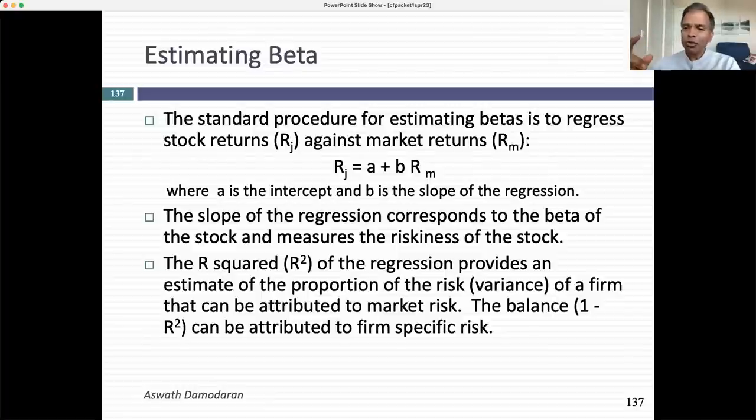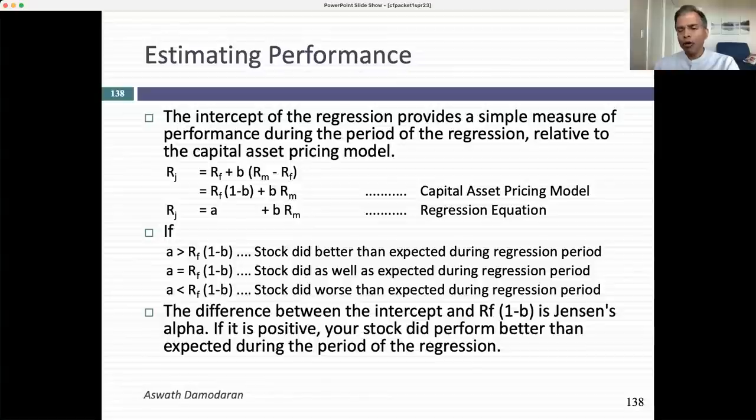And even the R squared of the regression is going to give you information about what type of risk your company is most exposed to. Micro risk, company-specific risk, or is it more macro risk? I know it sounds mysterious for the moment, but let's take a look at a regression. But before we do that, let me at least lay out why the intercept and the R squared are going to give you useful information.